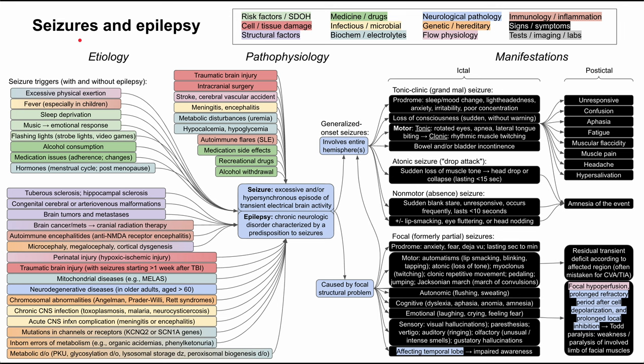This is a mechanism of disease map for seizures and epilepsy. I'll be talking about the etiology, the pathophysiology, and the manifestations of seizures and epilepsy. As in all of these flowcharts, each of the boxes is color-coded according to the legend that you see at the top right here, and I'll be clearing each of these boxes and talking through them one by one as we repopulate the entire flowchart.